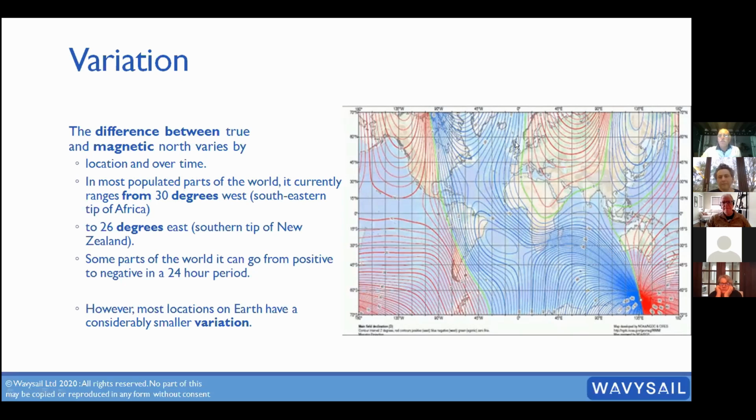Up here in England, you're almost on the green. And the same thing with the States. It's not massive changes. You're right down the middle of the States, it's pretty green. Down here, huge differences. Okay, so where you are in the world makes a big difference to your variation.